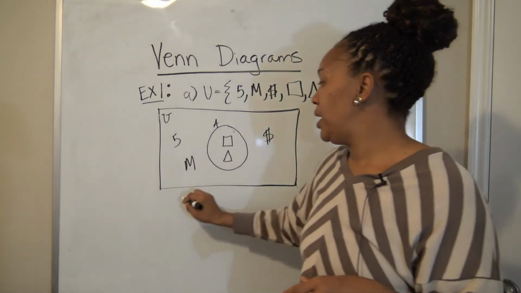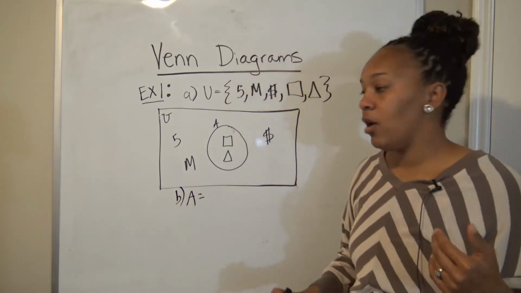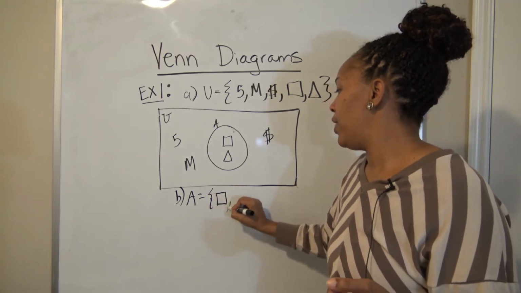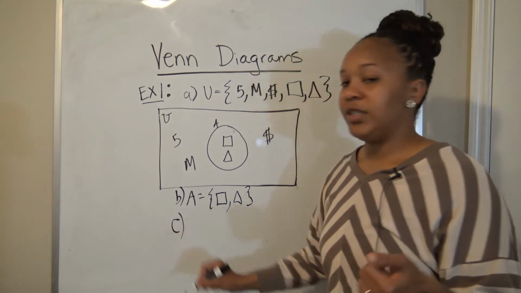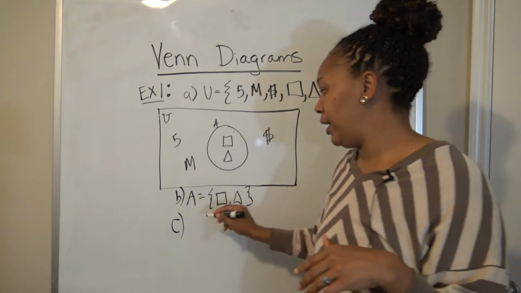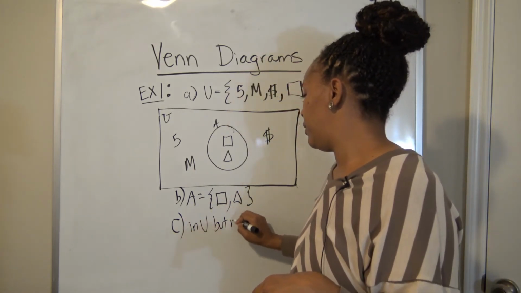Now for part B, I want to list the elements that are in set A. And A only contains these two elements, which is the square and the triangle. Now for part C, I want to list the elements that are in U but not in A. So in U but not A.